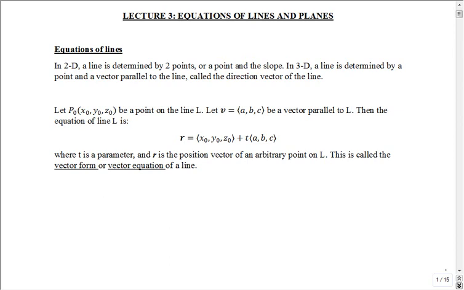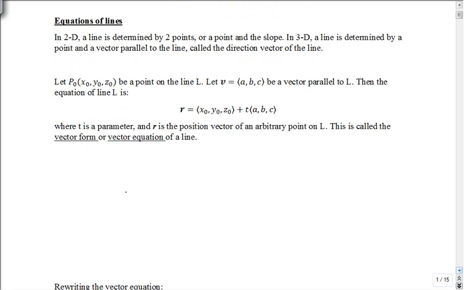So let P0, which is x0, y0, z0, be a point on the line L. Let V equals the vector a, b, c be the direction vector, so it's parallel to the line L. So what you have is something like that. This is the line L. You want to find the equation of the line L. And of course, we're looking at vectors, so say it's in a particular direction, right? P0 is any point on the line, and the vector parallel to L is the vector V.